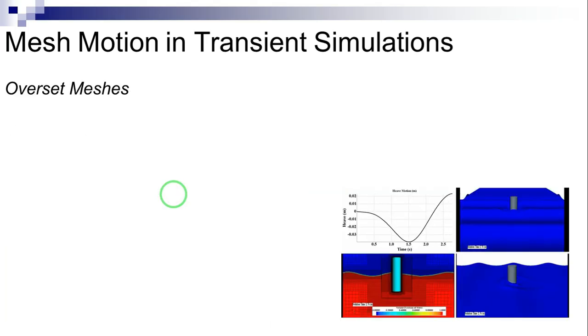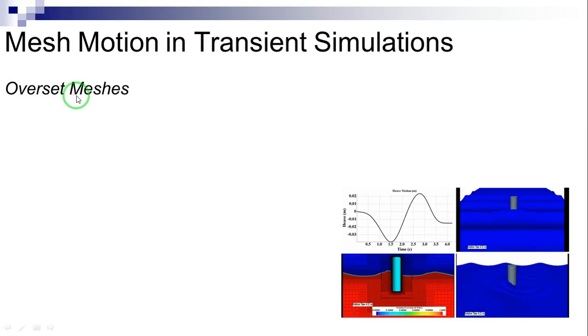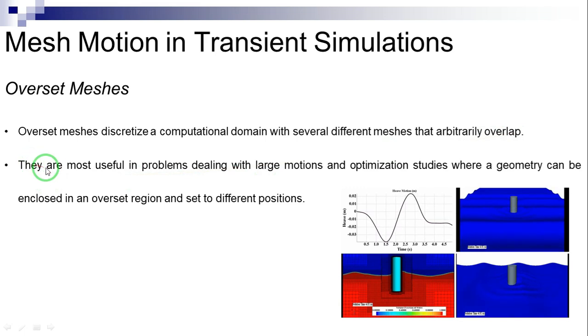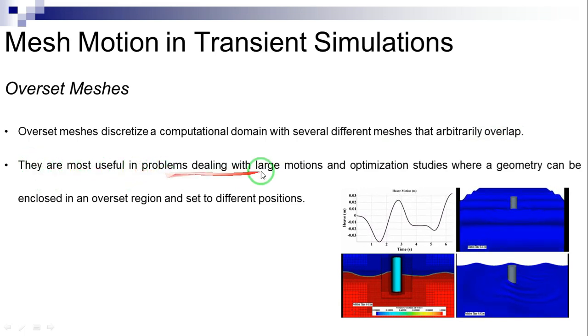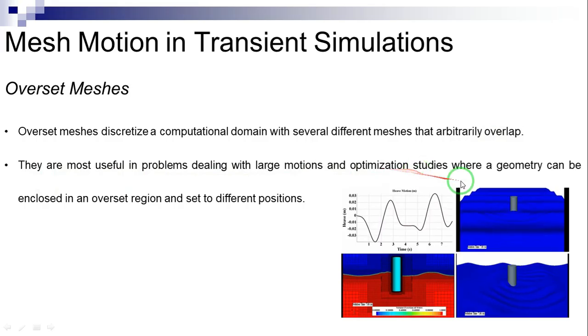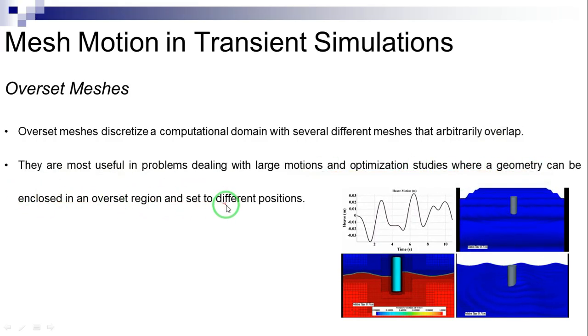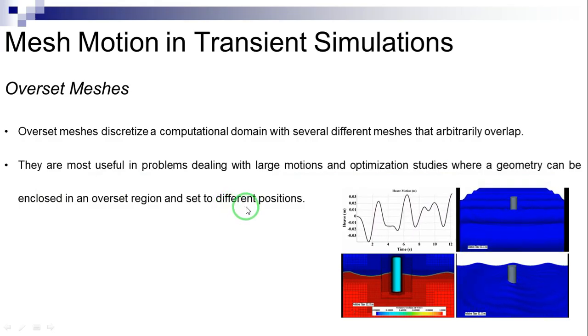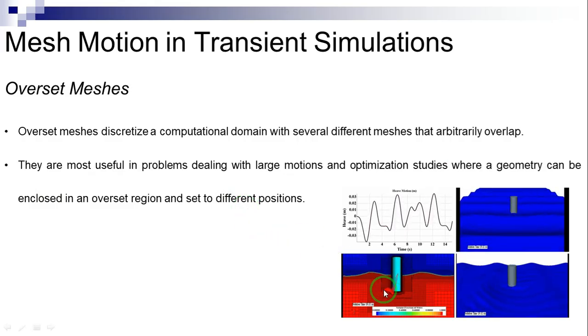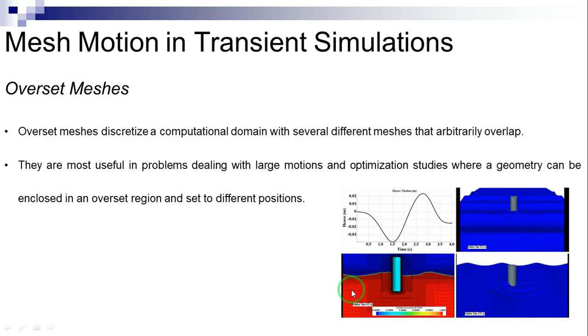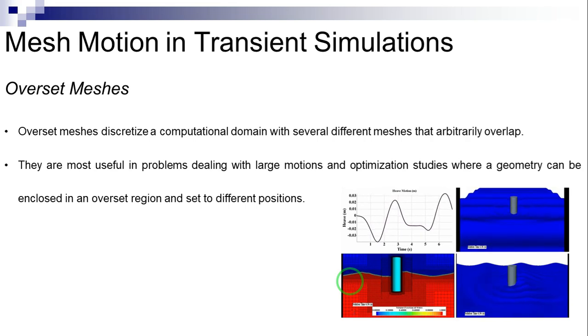Overset meshes. Overset meshes discretize a computational domain with several different meshes that arbitrarily overlap. They are most useful in problems dealing with large motions and optimization studies where geometry can be enclosed in an overset region and set to different positions. The overset mesh, which contains the rigid body, is superimposed over a background mesh, which is usually stationary, as shown here in this figure, where the rotational and translational movements of a body are modeled.